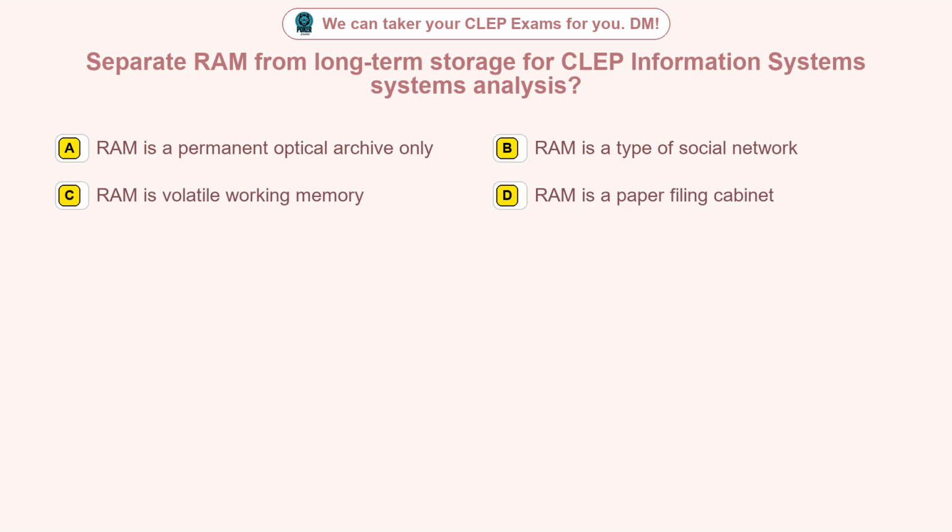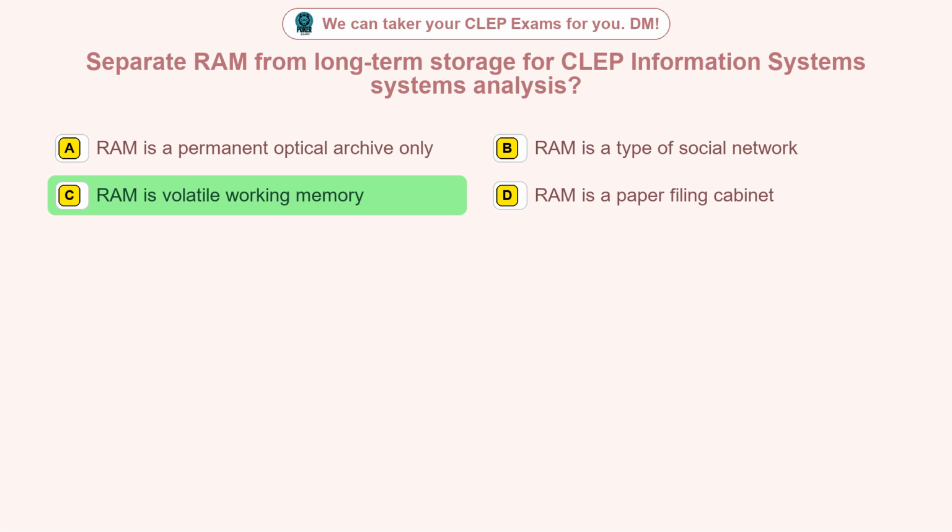Question 52. Separate RAM from long-term storage for CLEP Information Systems analysis. Option A. RAM is a permanent optical archive only. Option B. RAM is a type of social network. Option C. RAM is volatile working memory. Option D. RAM is a paper filing cabinet.